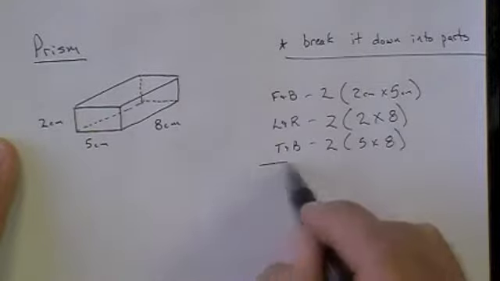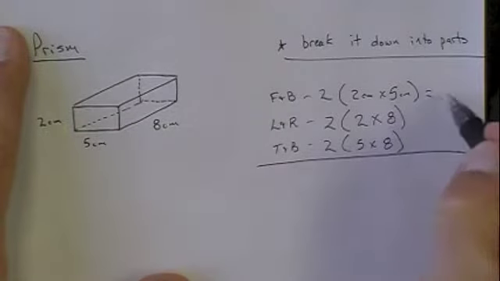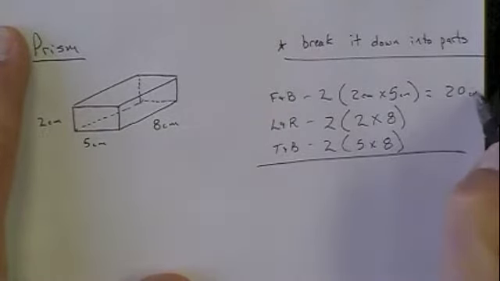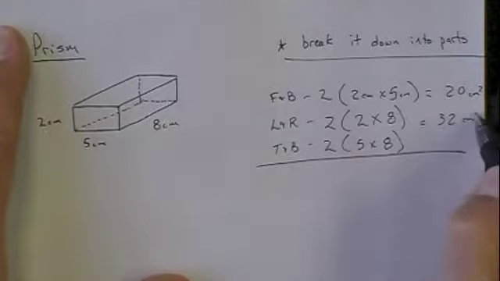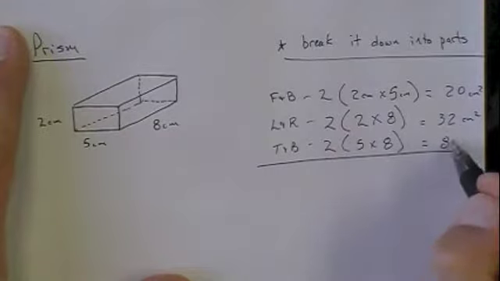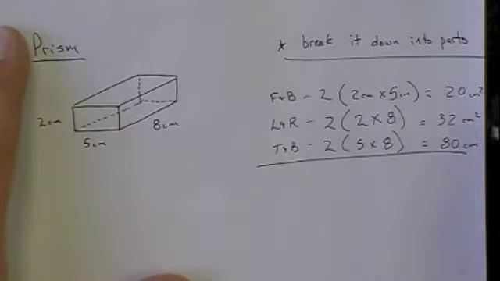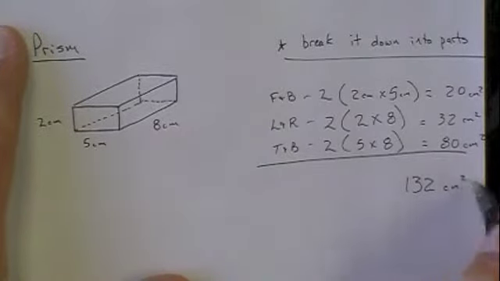So in determining the surface area, we're going to find the area of these different parts. This would be 20 centimeters squared. Here we would have 32 centimeters squared. And this last top and bottom piece is 80 centimeters squared. So our total surface area, when we add this all together, would be 132 centimeters squared.